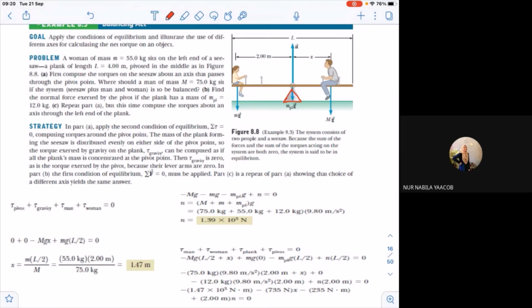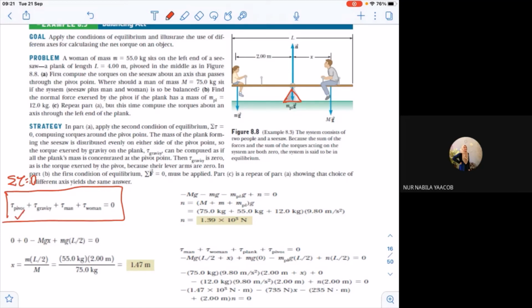The word balanced here means that every torque is equivalent to 0. Summation of torque is equivalent to 0. This is how they write down the equations, and then they go one by one. Everything that has a force must be counted as torque. Remember, every force.